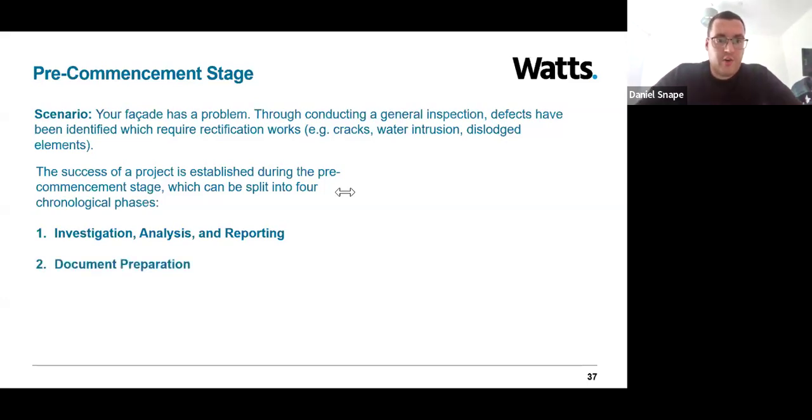The second stage would be documentation preparation. So this stage basically sees the documentation prepared by the employer's team. And that team should be chosen based on their suitability. So are they experienced in this type of work? Do they have the right expertise? Do they know the type of facade system that you have on your building?